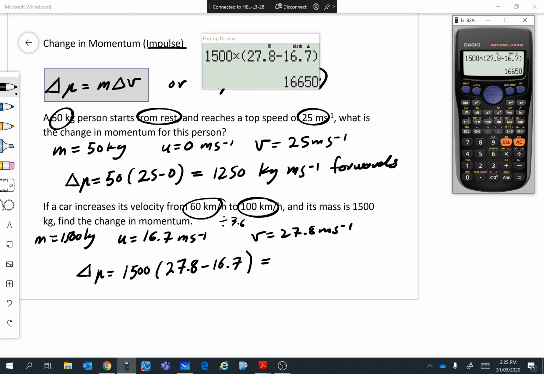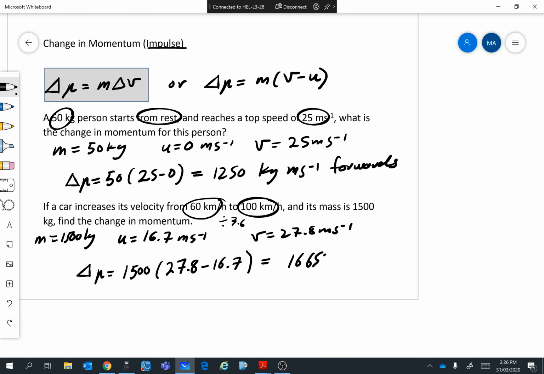16,650 kilograms meters per second. Once again, no particular direction given. I'll just say forwards this time.